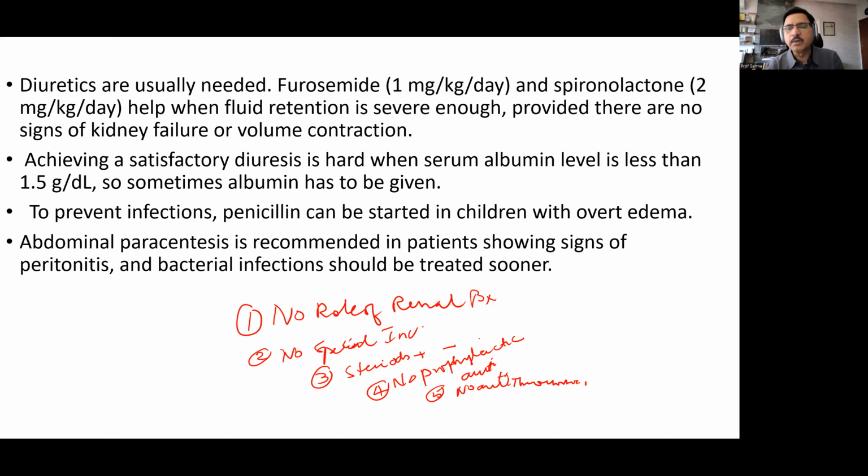These are the important things which you should know. Normally, renal biopsy is not required. Second, no special investigations for all the other secondary diseases because 85% it is primary. And third, steroids are the treatment. If not responding or relapsing after steroids, then you consider calcineurin inhibitors, MMF, cyclophosphamide or other agents. No prophylactic antibiotics, please. The child has nephrotic syndrome, he may have infection, and you would like to cover it.